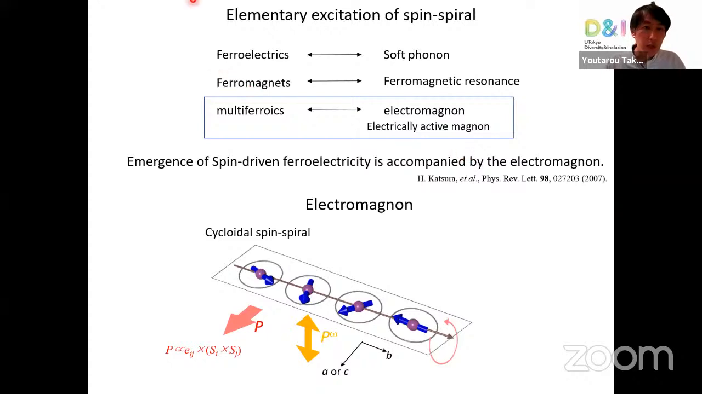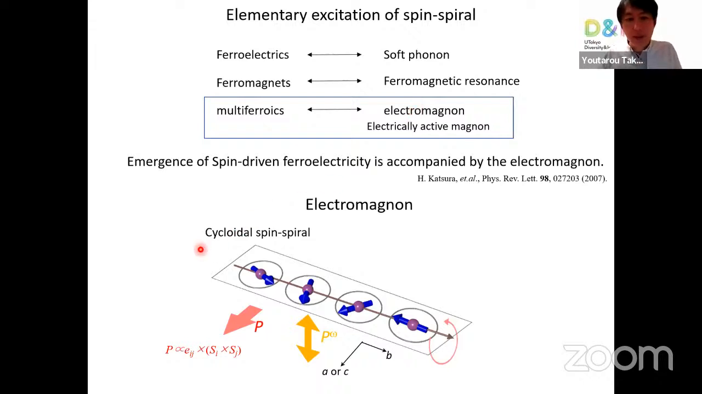Okay, here we use the elementary excitation of the spin spiral state. The spontaneous symmetry breaking is associated with the elementary excitation. For example, the ferroelectrics has a soft phonon, ferromagnets has a ferromagnetic resonance. The multiferroics has an electromagnon. This is an electrically active magnon. So the emergence of the spin-driven ferroelectricity is always accompanied by the electromagnon.